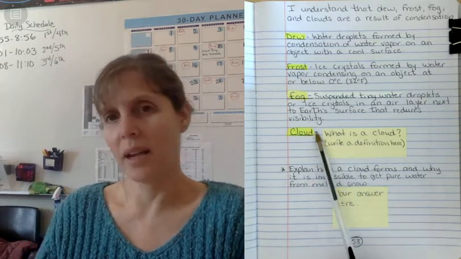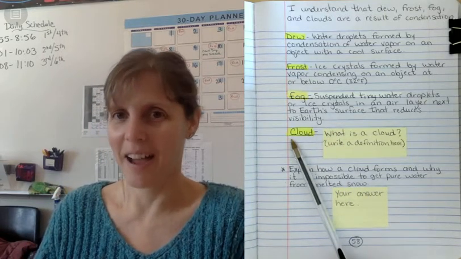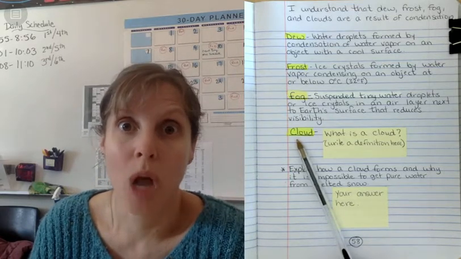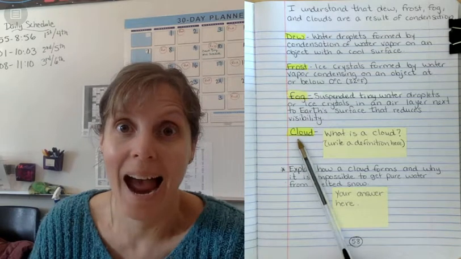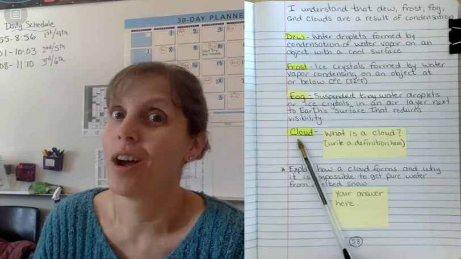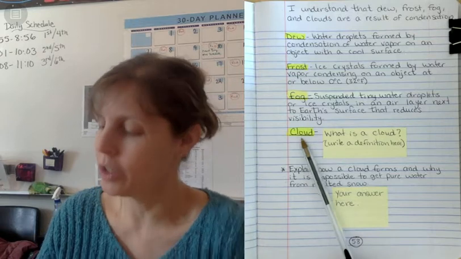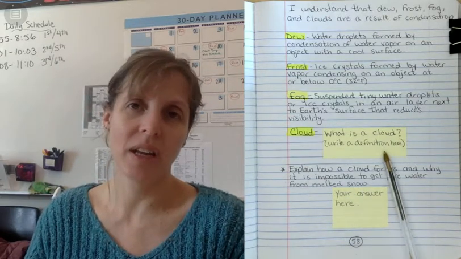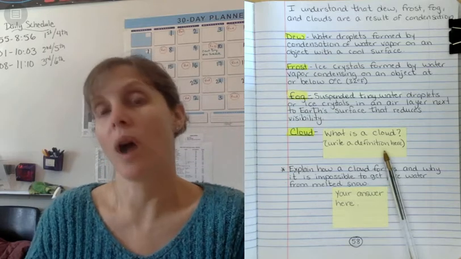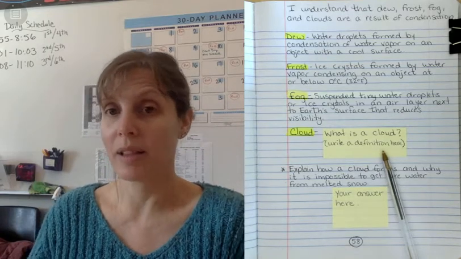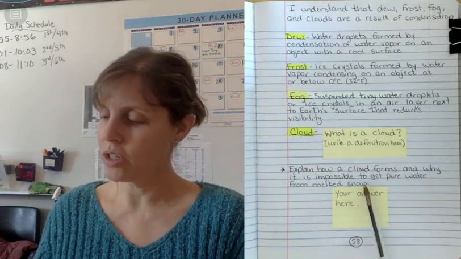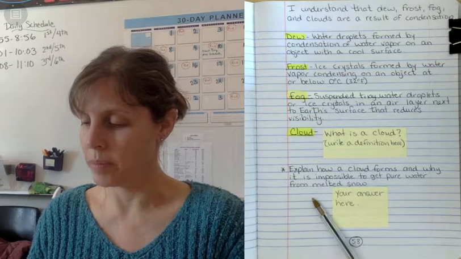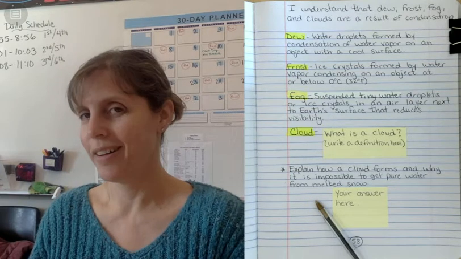Our last term today is cloud. Say it with me. Cloud. There are all kinds of cool clouds. My favorite kind, cumulonimbus clouds. When you watch the video, you'll find out why. So your job is to write a definition for a cloud here. You're going to watch a video and then there's some reading, or I'll read it to you, about clouds and how they're formed. And what you need to do here is explain how a cloud forms and why it is impossible to get pure water from melted snow.